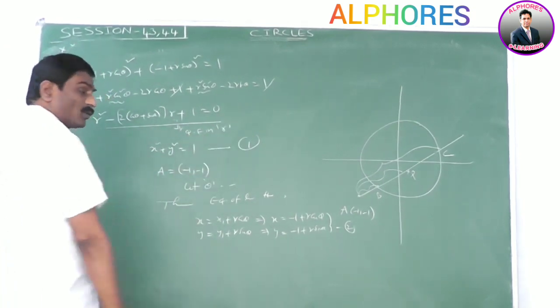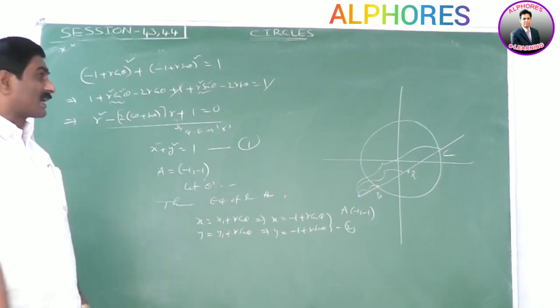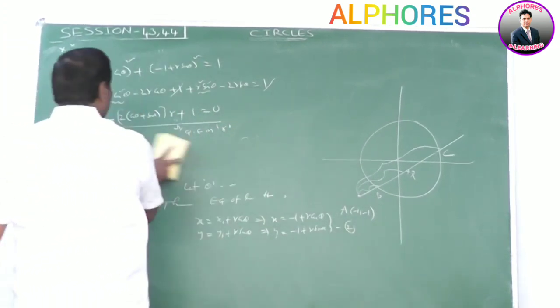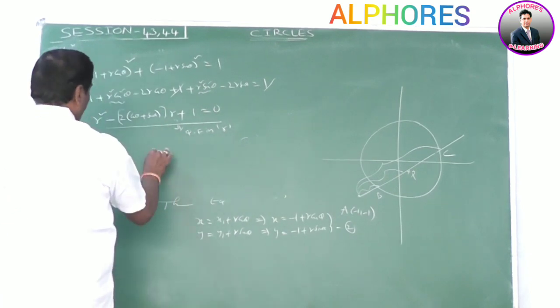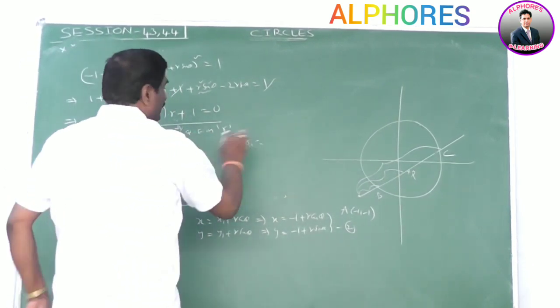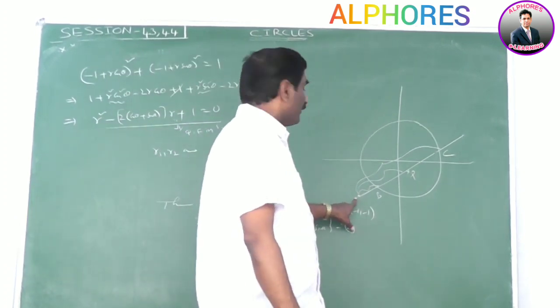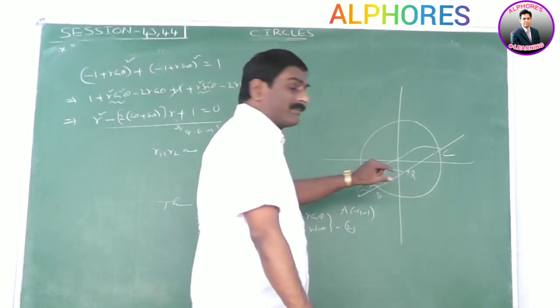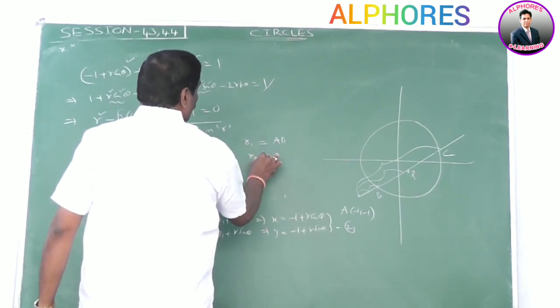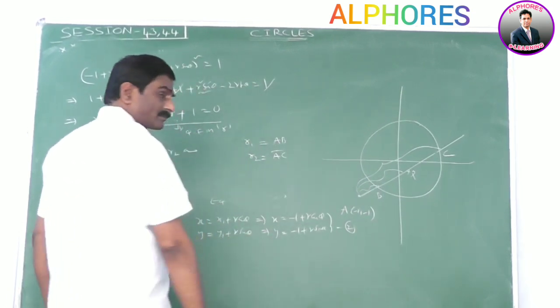That means r having two values, say r1 comma r2, are the roots of that equation. r1 is nothing but the distance from A to where it cuts the circle. That means AB. Here r1 is equal to AB. Next r2 is equal to AC.